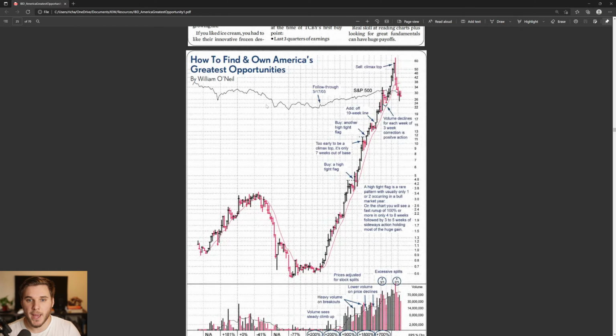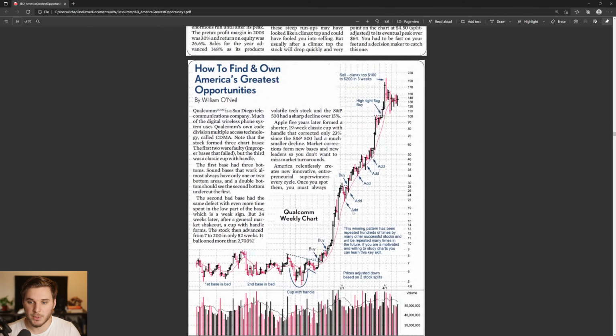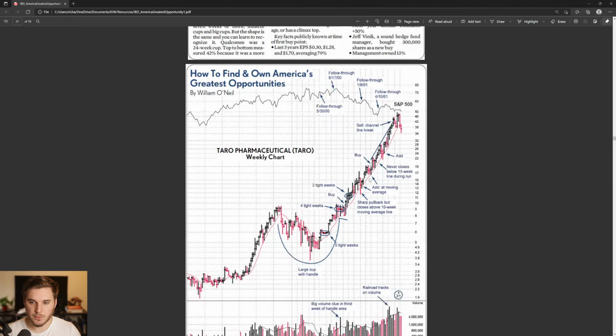And you can even go back and study William O'Neill's How to Find America's Greatest Opportunities, this document here. Throughout this, you can see example after example of stocks under significant institutional accumulation, respecting the 10-week moving average, which on his chart is red here. This is Taser, a super powerful run, respecting this all the way up pretty much until the top. Also going down to Qualcomm, you can see all these add-ons off a 10-week moving average. And one last example, we've got TARO here. Once again, this is the red line, the 10-week moving average, and it respects it pretty much during this entire uptrend as it goes from base to base.